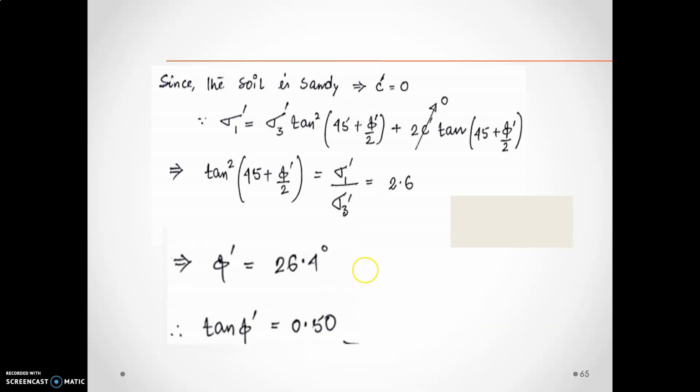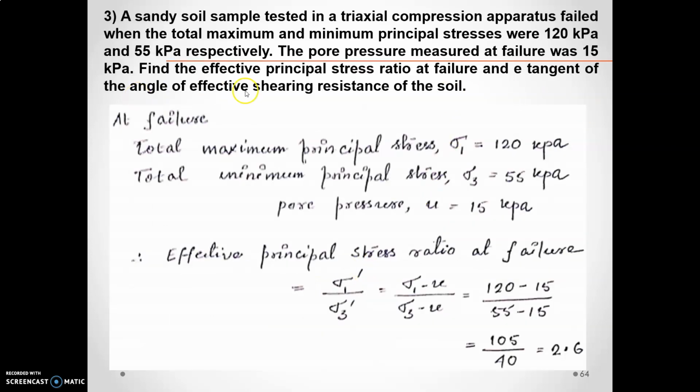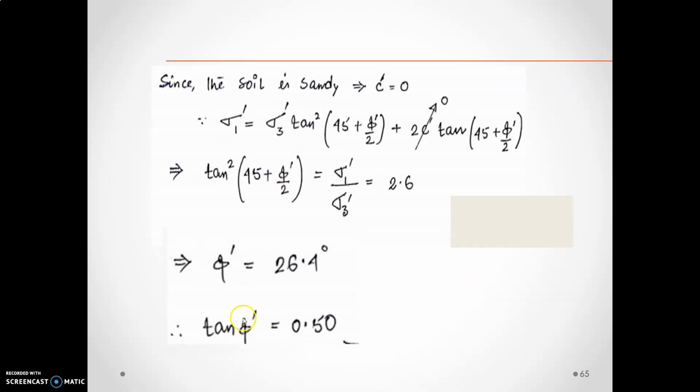So it is asked to calculate the tangent of the angle of the effective shearing resistance. So you have to calculate tan phi dash. So tan phi dash is equal to tan of 26.4. So you will get tan phi is equal to 0.5. Okay, this is nothing but phi dash is 26.5. So what is tan phi? So write it in terms of tan. Okay, I hope all of you understood.